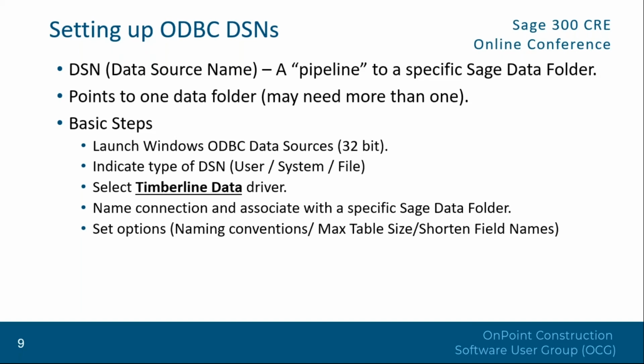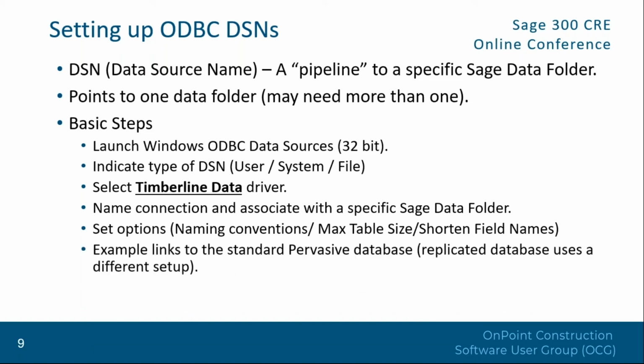Okay, and then we have to set some auxiliary options, some naming conventions, maximum table size, which we will talk about. Now, the example that I'm going to go through right now is the one that you use on the standard Pervasive database. As most of you are aware, there is now a replicated database that also is available in Sage. Personally, I don't know a whole lot of people that are using it, but there are people out there that are. Realize that for the replicated database, there is a separate setup if you want to actually use the data that is in the replicated database. That uses a different setup, and it uses a 64-bit driver. So the one that we're talking about is just the plain vanilla old standard Pervasive database.